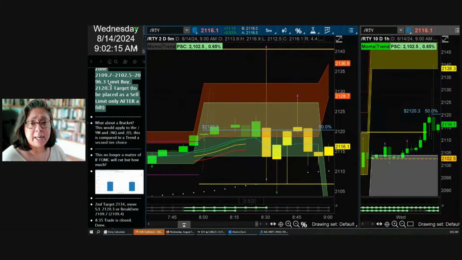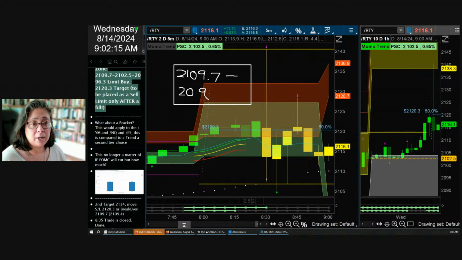The risk would be 21. So if you're thinking about risk, the basic level of risk would be 2109 all the way down to just below the 2096. So let's call it a tighter stop and call it 2094. That's your risk, right? And that's not a small amount of risk. That's 15 points at $50 a point through the whole zone.